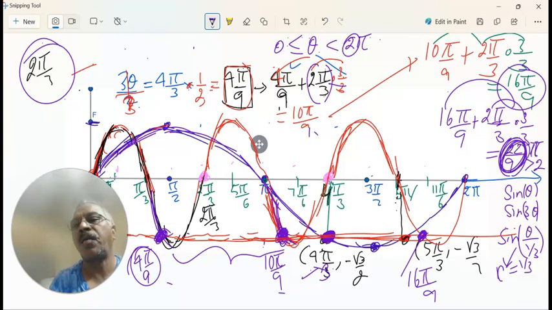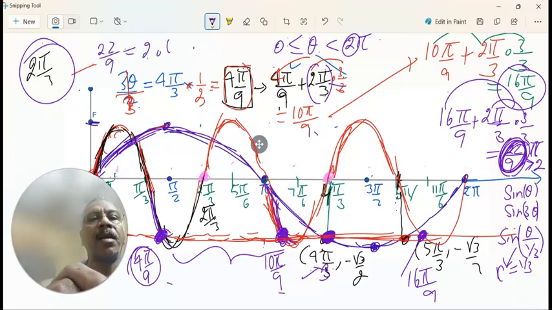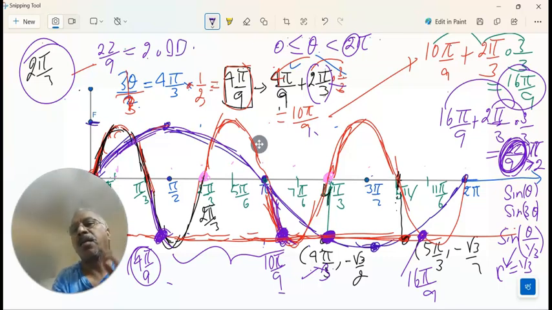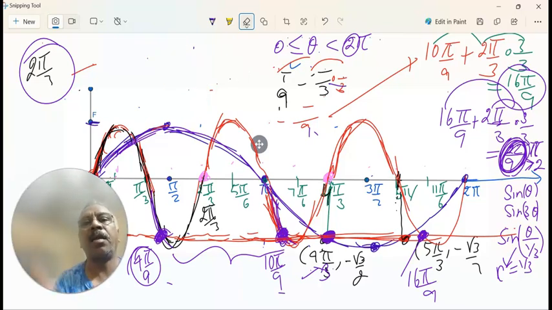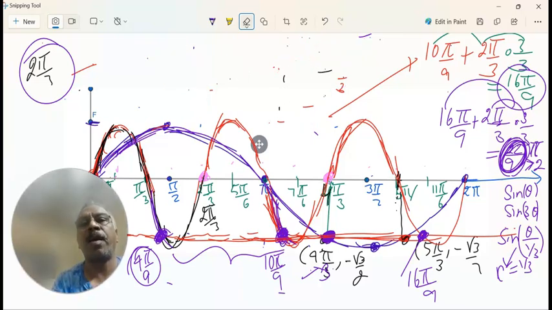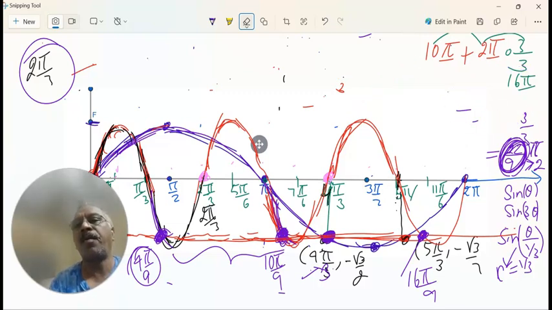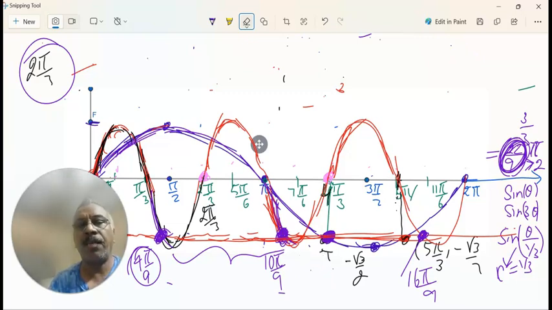I don't have too much room to show this, but 22 pi by 9 is 2 point something. It is bigger than 2 pi. That's why we are done. So all this work we did was for the angle 4 pi by 3. And now we have to do it for 5 pi by 3. So we are done. So let me wipe this off.